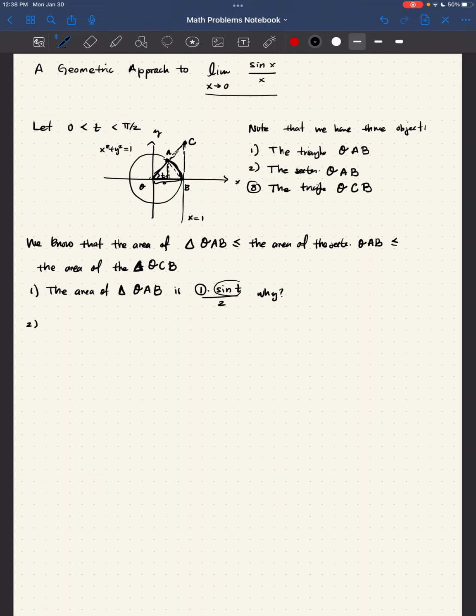What about the next? Well, next thing, the area of the sector given by the origin, A and B. Well, that one is t over 2 times 1 squared. Why? Because this sector is just a proportion of the circle itself. And to what proportion? Well, to that of t over 2 pi. And you can verify this with a small table if you like.